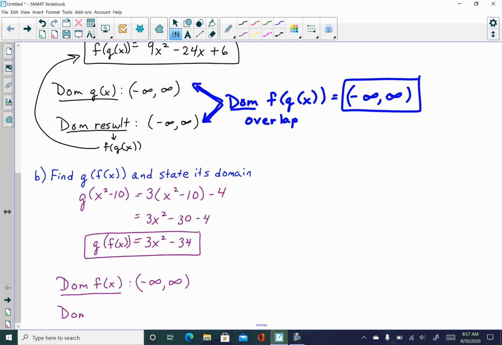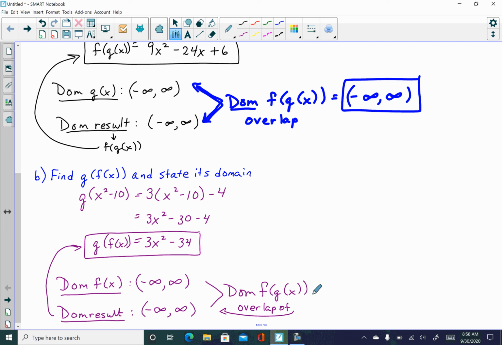Domain of my result. Remember, this is your result up here. It doesn't have a square root in it. It doesn't have a denominator. You don't have any restrictions. Then again, domain has to be negative to positive infinity. So then the domain of f of g of x is where these two overlap. Overlap of these items here. They're going to overlap again everywhere, so that's equal to negative infinity to positive infinity.